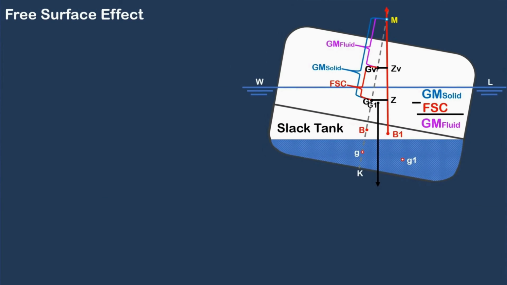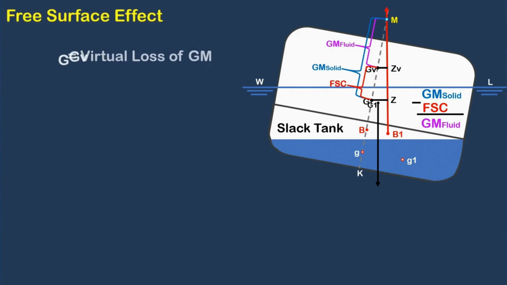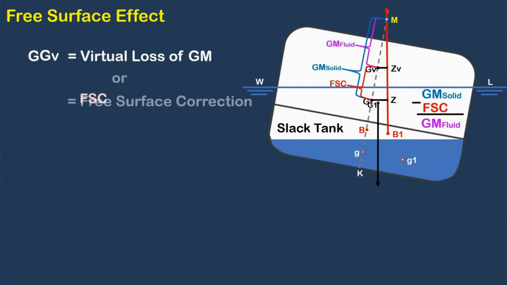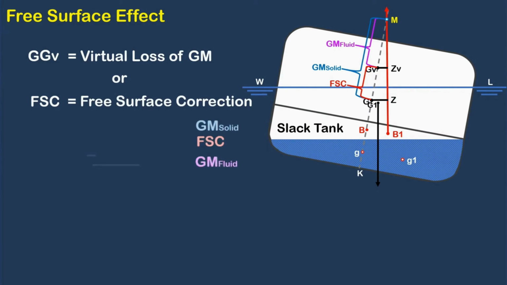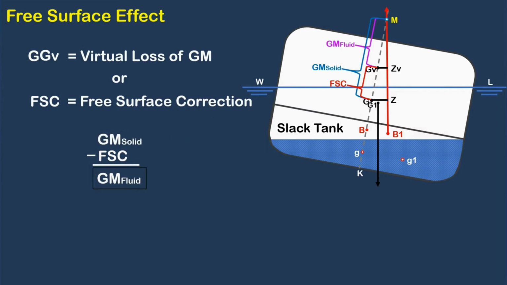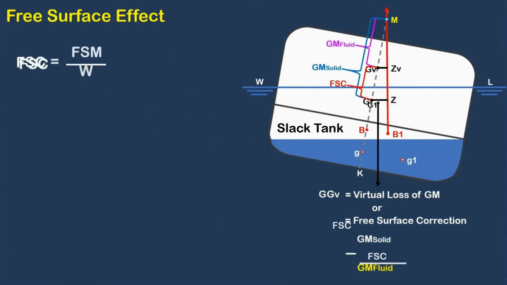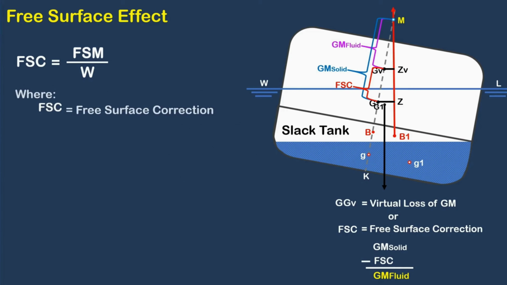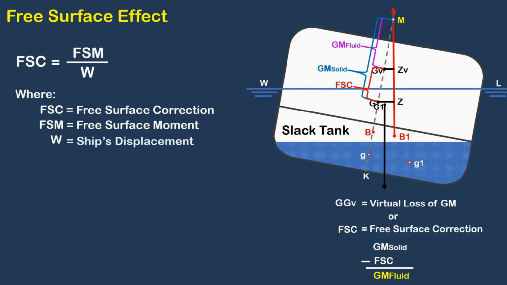So a ship with a partially filled tank or slack tank, when heeled or tilted at sea, will have a loss of metacentric height called a virtual loss of GM, also known as the free surface correction, FSC. As we know, by subtracting the free surface correction from solid GM, we can obtain the fluid GM. Where FSC is the virtual loss of GM, or free surface correction. FSM stands for free surface moment. Capital W is the ship's displacement.